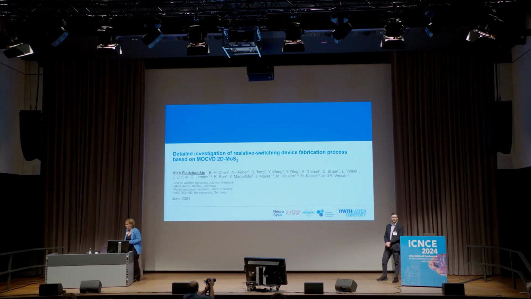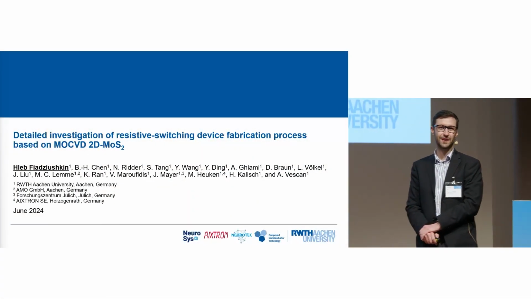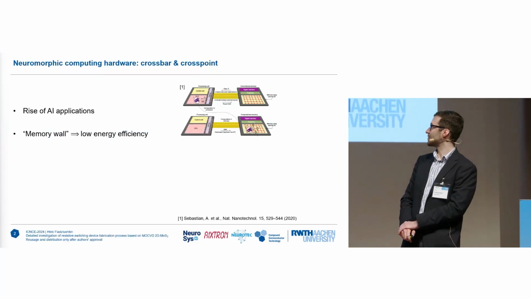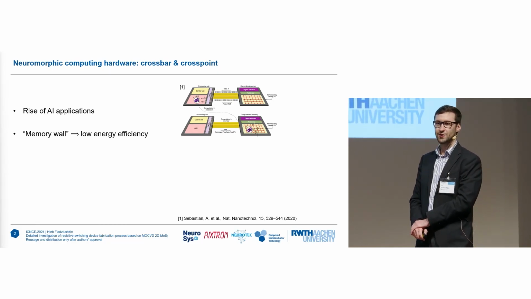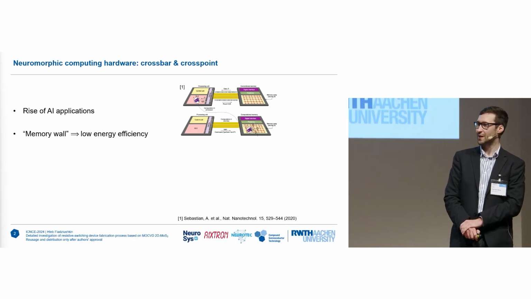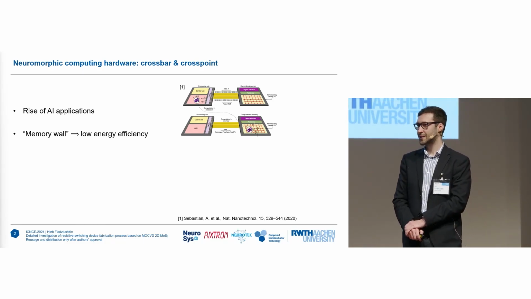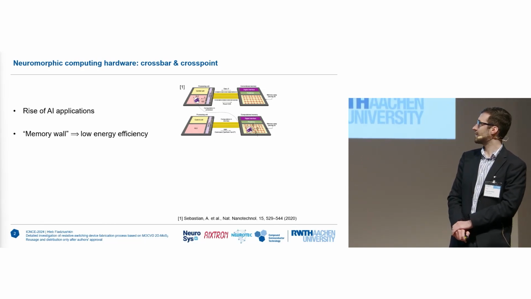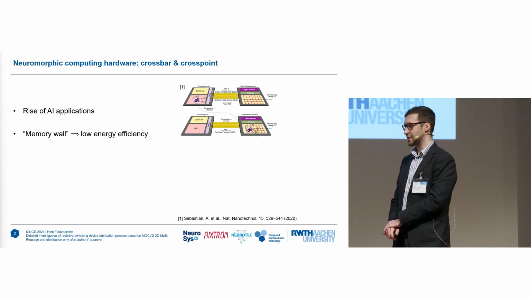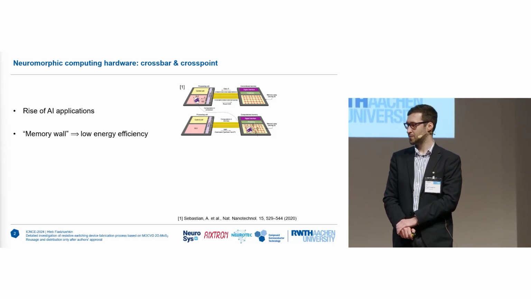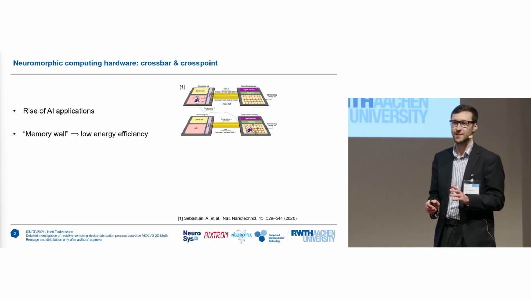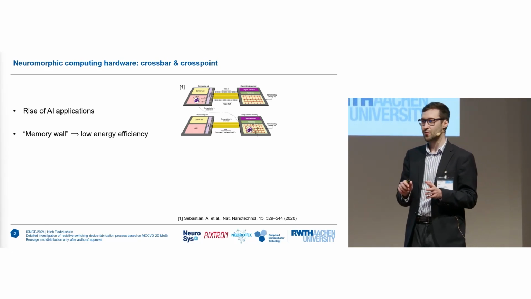Okay, good afternoon, everyone. My name is Gleb Fiadziushkin, and as Regina already said, I'll be talking about the fabrication process of resistance switching devices based on MOCVD 2D-MoS2. As you all know, we are currently experiencing a rise in the number of AI applications. However, as you have heard a couple of times during this conference already, the underlying hardware is not well fitted for the task, at least the one that we are currently using. The reason for that is the memory wall, or von Neumann bottleneck, if you would like to call it this way. And this is due to the physical separation of the compute and memory units from each other.